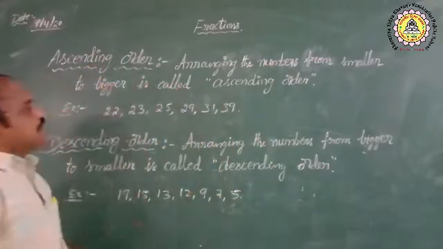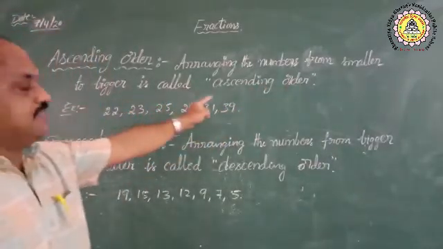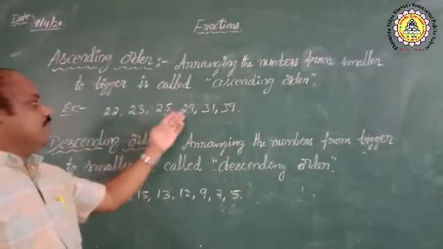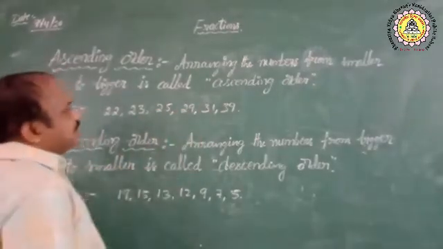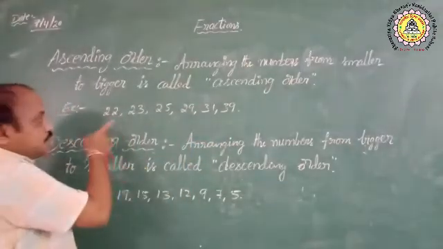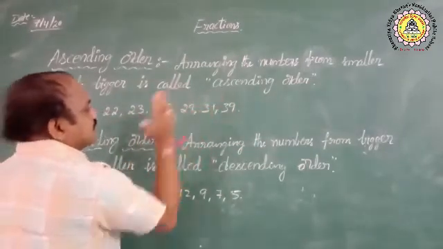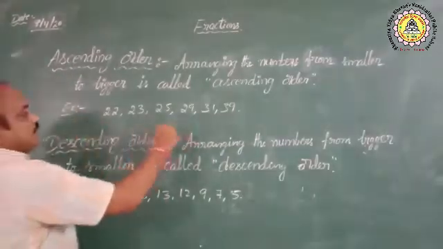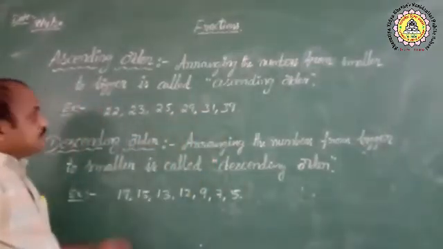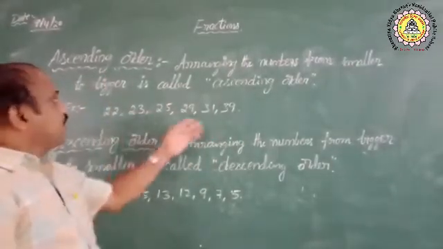What is ascending order? Arranging the numbers from smaller to bigger is called ascending order. For example, 22, 23, 25, 29, 31, 39. Among all these numbers, what is the smallest number? 22. Next, 23, 25, 29, 31, 39. I arranged all these numbers from the smaller number to the bigger number. That's why this arrangement is called ascending order.